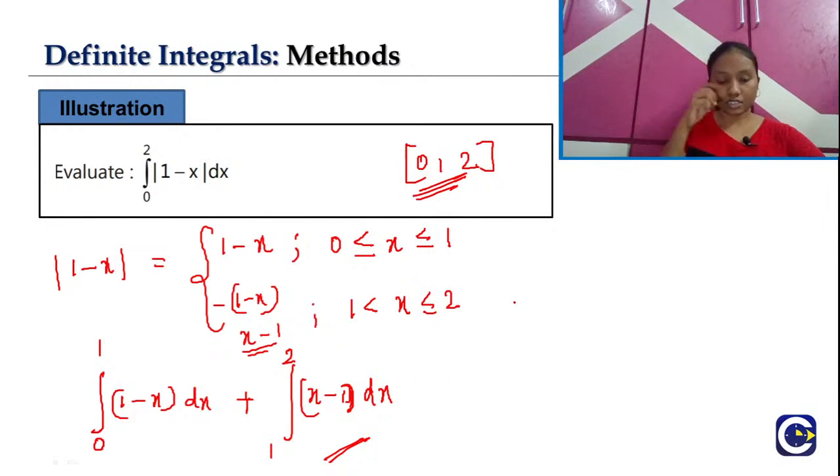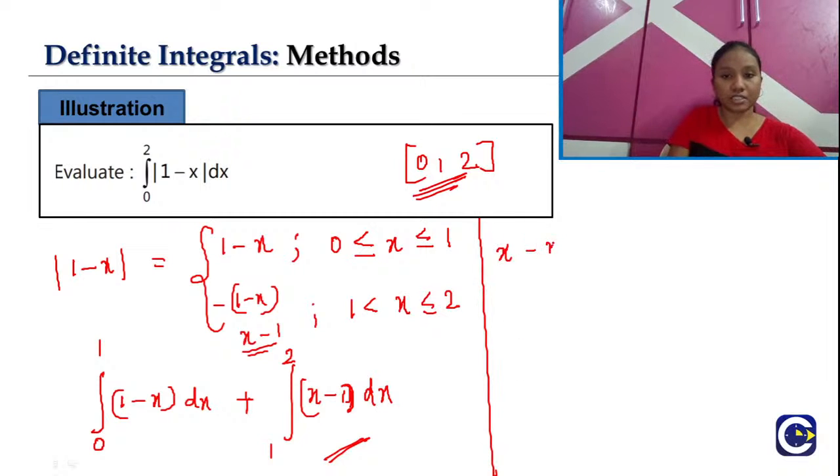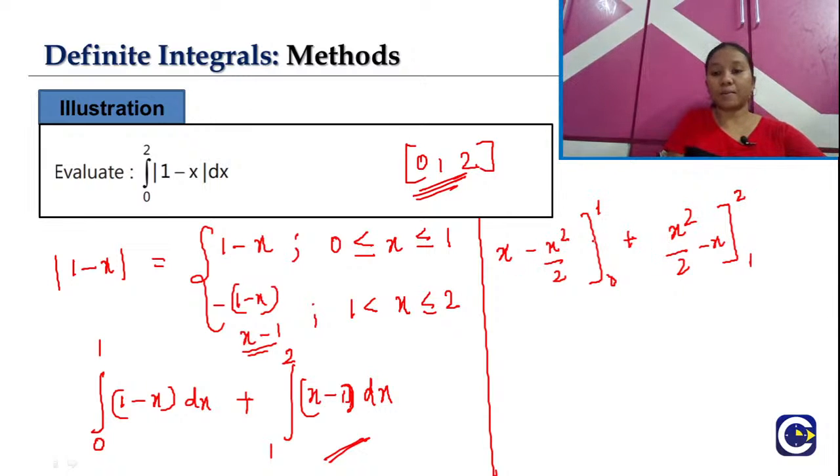So let's just integrate it, guys. So this will be x minus x square by 2, and the limits are 0 to 1. And for the second, this will be x square by 2 minus x, and the limits are 1 to 2. Right, so we cannot combine this function and write it because the limits are different here.